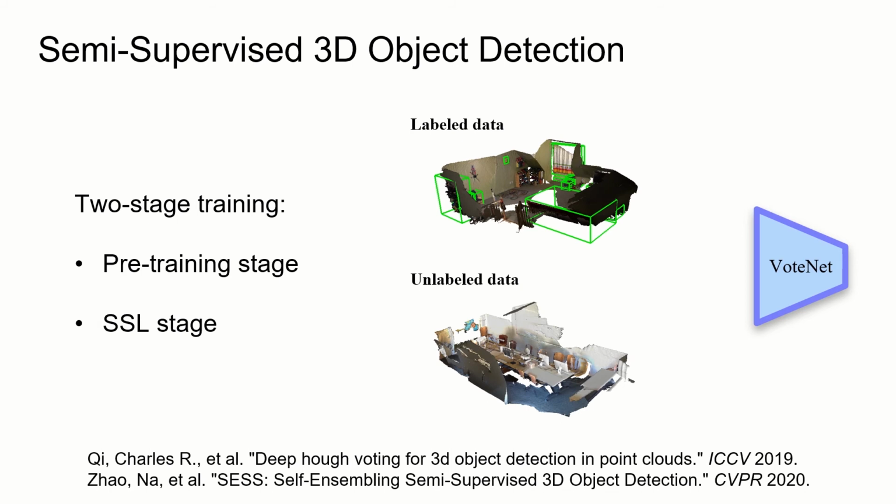Following SESS, the previous state-of-the-art semi-supervised method on 3D detection, we adopt the two-stage training setting. We first train an object detector on a small amount of label data. In our experiments, we chose VoteNet as our backbone object detector. We then proceed to a semi-supervised learning stage to leverage all data, as we explain next.